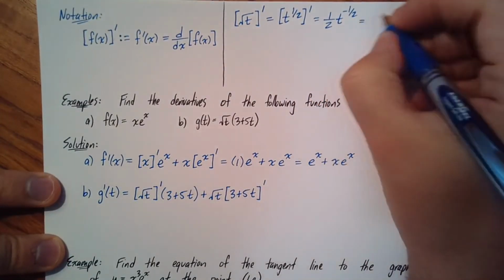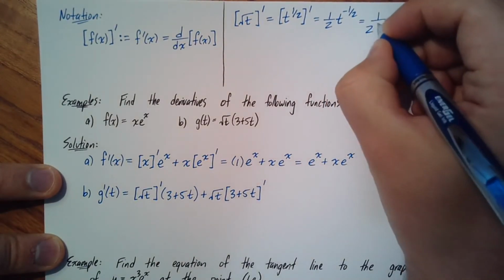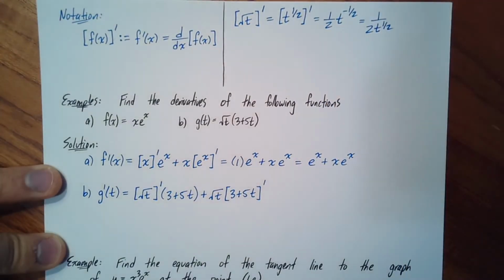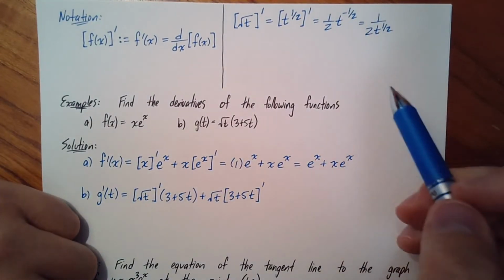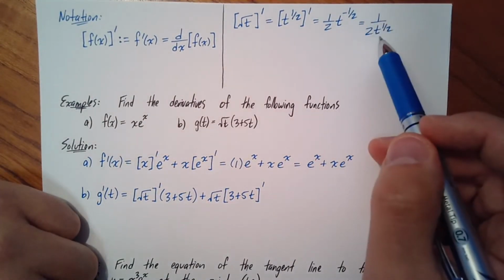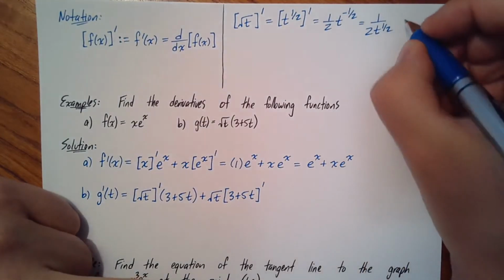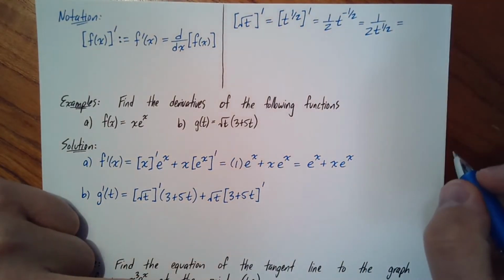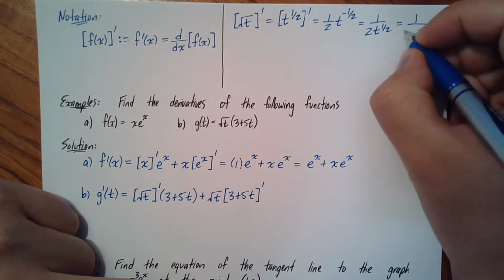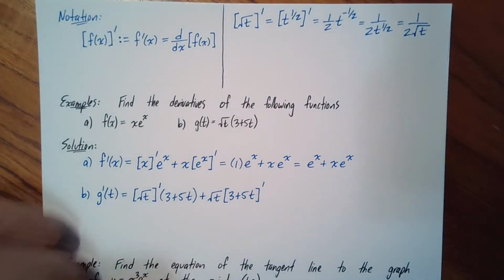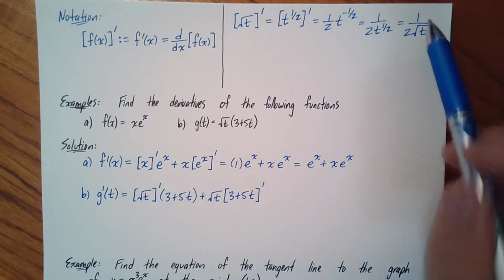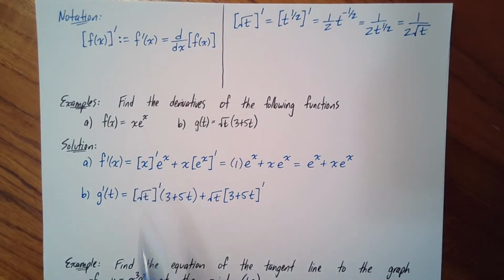But that's the same as 1 over 2 t to the 1/2. Right, I can get rid of that negative exponent by just moving the t down to the denominator. So I get 1 over 2 t to the power of 1/2. And then lastly, if I write it in radical notation, which is probably better since I started in radical notation, it's 1 over 2 root t. So 1 over 2 root t is really what we're going to get for this. So let's put that in.